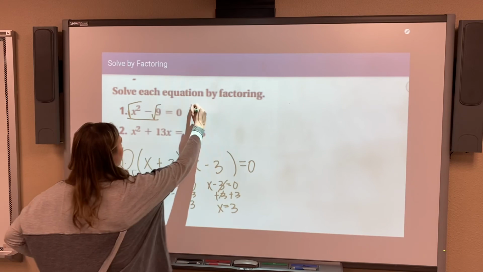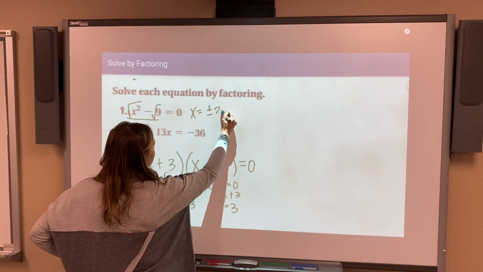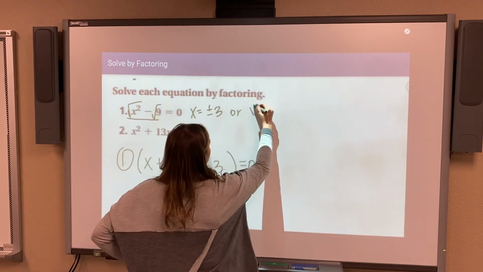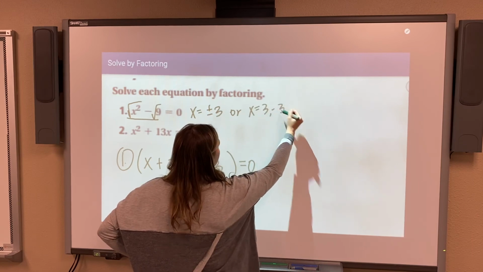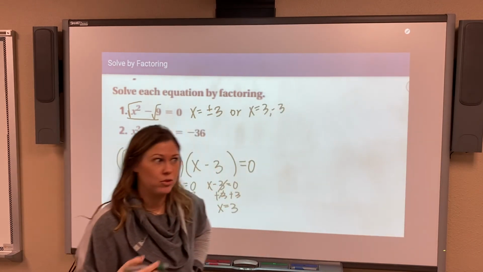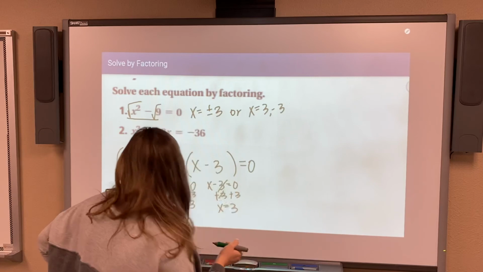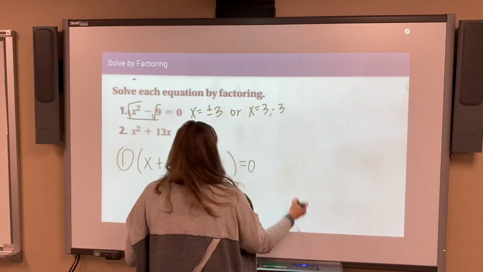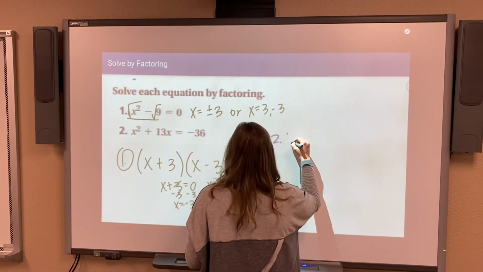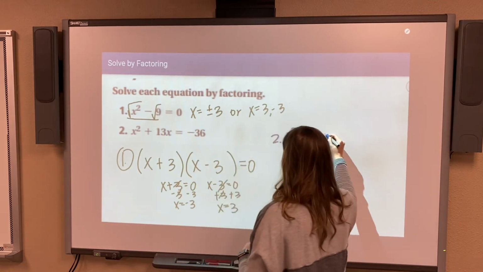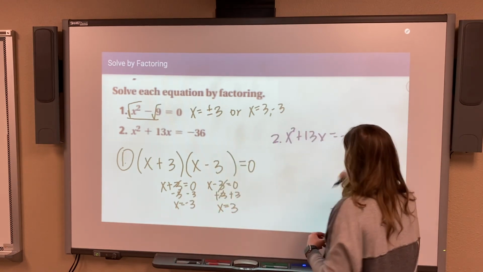So your solutions are, you can say x equals plus or minus 3, or you can say x equals 3 and a negative 3. Those are the same thing. Okay, so let's look at 2. We have x squared plus 13x is equal to negative 36, okay?